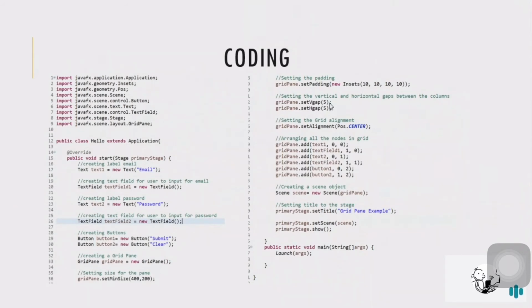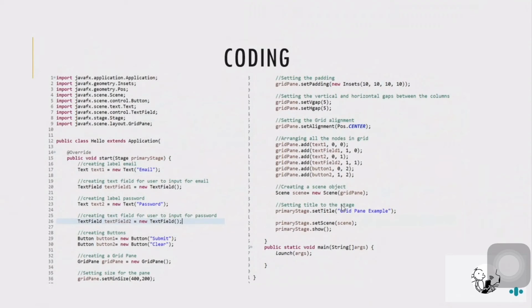So here are the properties that we discussed before, which are the vertical and horizontal gaps between the columns and rows. So we have the vGap and hGap here, and the values are 5. And we have the setAlignment method as well. And here is the biggest thing that we need to follow to arrange all the nodes: text1, textField1, text2, textField2, button1 and button2 that we have assigned before. Then we arrange them here with GridPane.add.